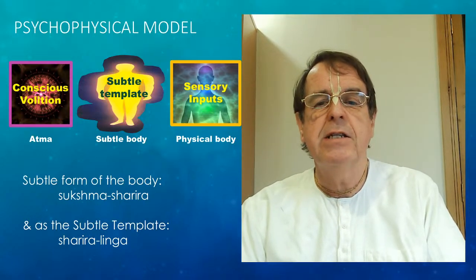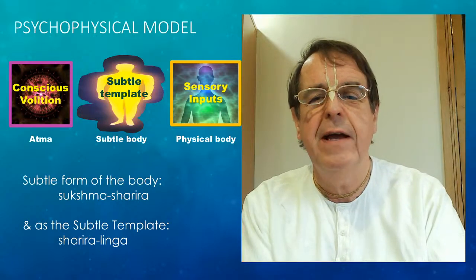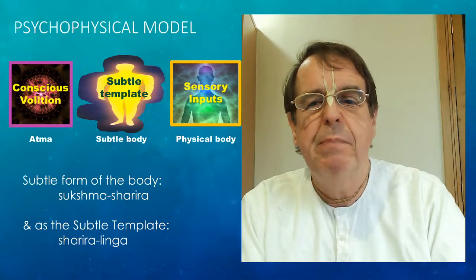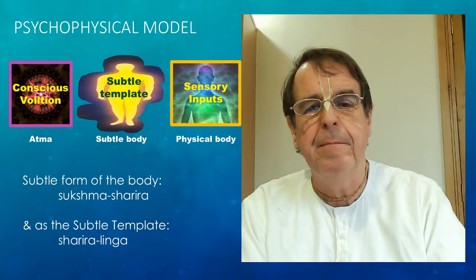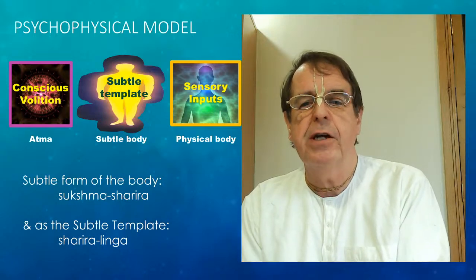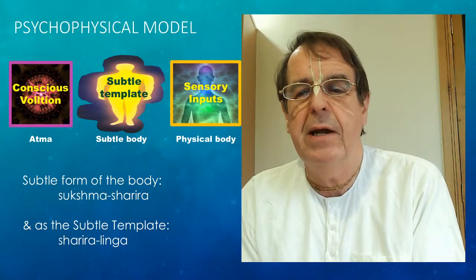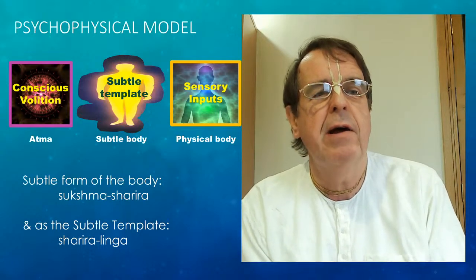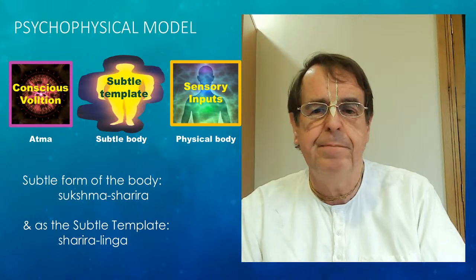So within that subtle body, there is the template, a set of information which specifies and generates the actual physical form of the body. And it is the aspect that carries out that function of specifying, which kind of gives us our template, that we call the Sharira Linga. It's a subtle template of the biological body.